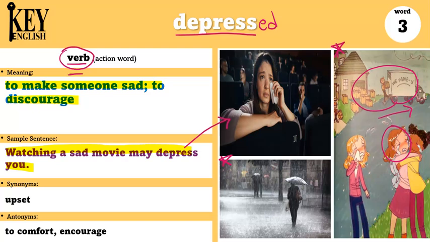So again, as a verb, we can say something depresses you, it makes you feel sad, or as an adjective, we can describe that feeling, depressed, of feeling sad. Synonyms are upset and antonyms to comfort and encourage.